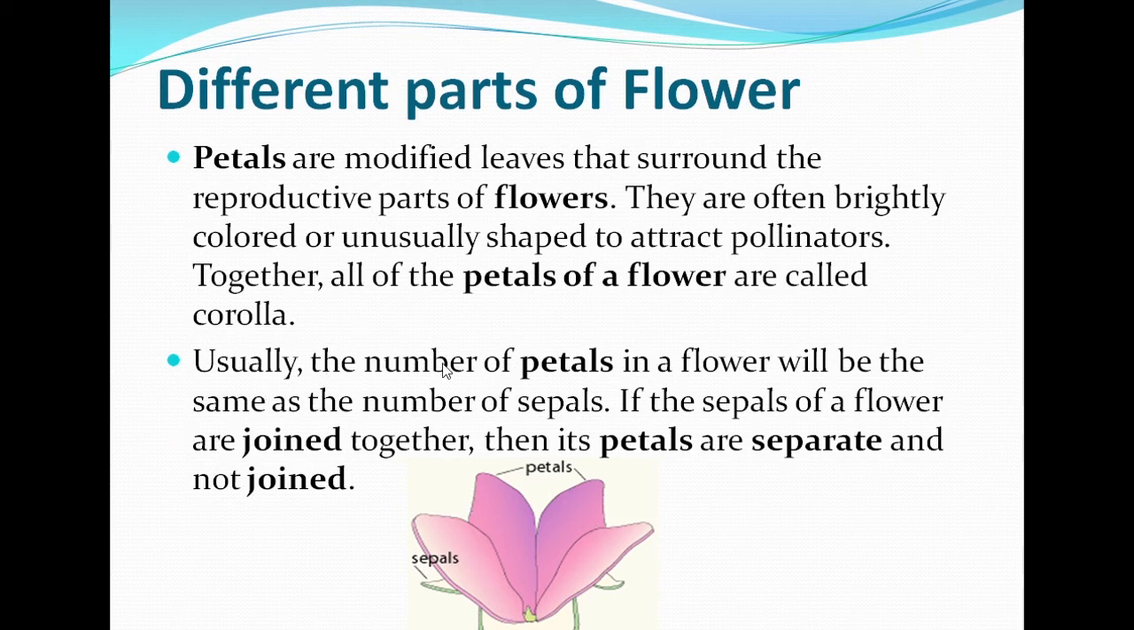Okay, usually the number of petals in a flower will be the same as the number of sepals. If the sepals of a flower are joined together, then the petals are separate. Look at the line. If the sepals of a flower are joined together, then its petals are separated and not joined. Okay, if sepals are joined, then petals are separated, and the number of petals is the same as the number of sepals.